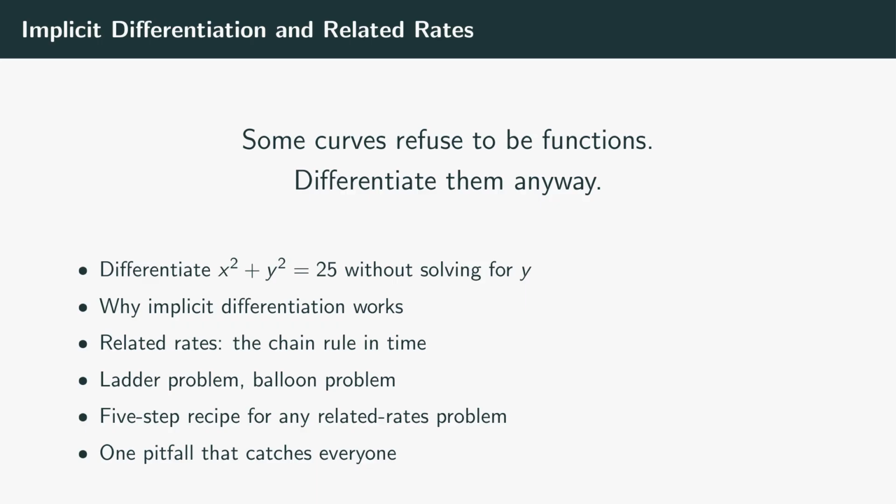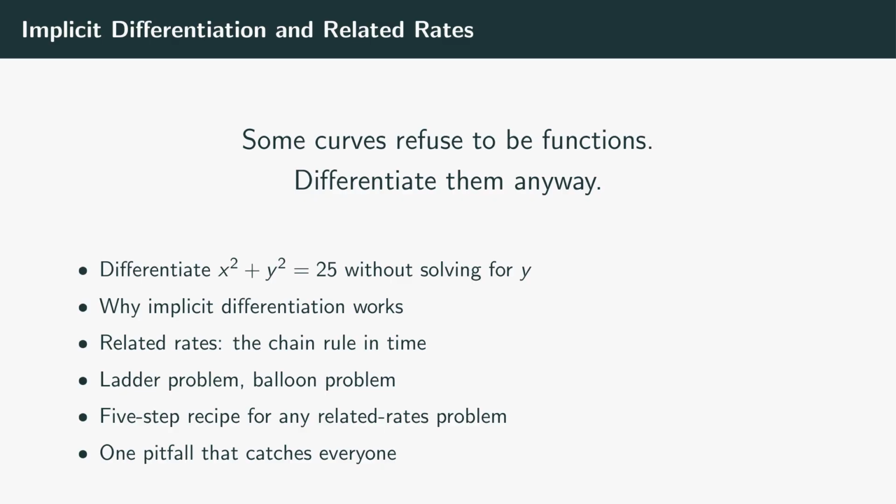Some curves in the plane are not functions. The circle x squared plus y squared equals 25 is the obvious example. The top half is a function of x, the bottom half is another function of x, and the whole curve fails the vertical line test. And yet the circle has a perfectly definite tangent line at every point, and we'd like the slope. Implicit differentiation gets it without ever splitting into half circles, without ever solving for y.